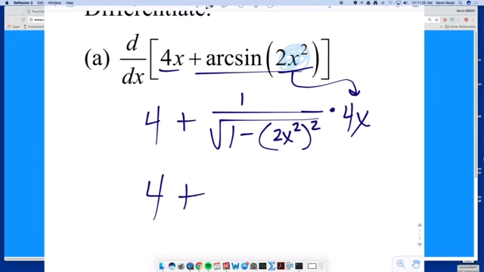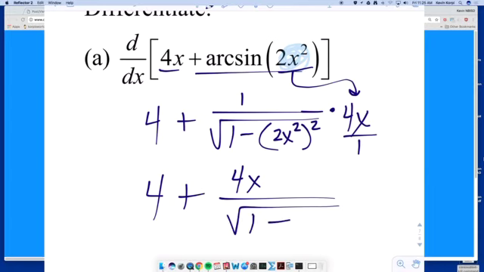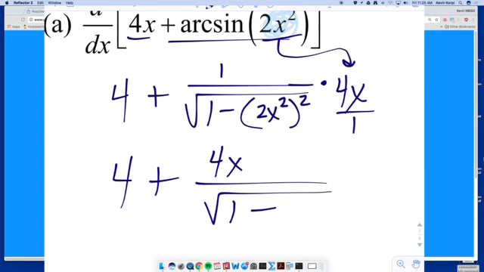The 4 is still a 4. Since that's 4x over 1, I can throw it into the numerator. It's a nice tidy place to put it. And then in the denominator, of course, since you have the parentheses, you know that 2x squared quantity squared is not 2x to the 4th, but rather 4x to the 4th. And that's your final answer.